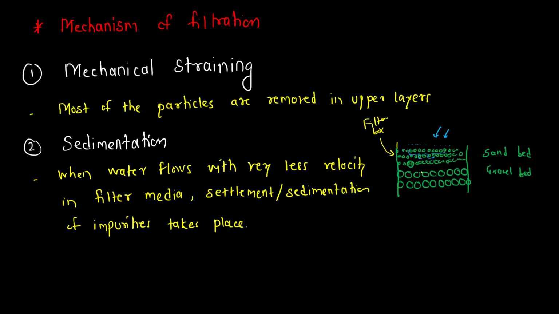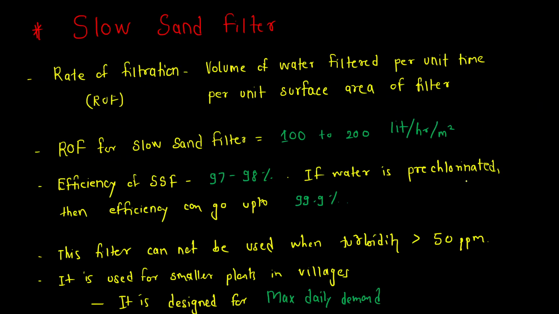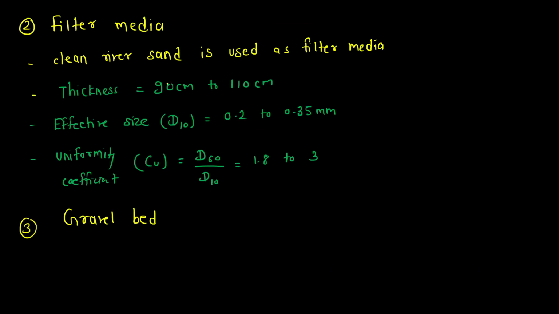So this total is called the filter medium. The medium which is used for filtering of water, that is filter media. Now in this filter media there is a sand bed and gravel bed. So now we have discussed the filter box and filter media, that is the sand bed. Now we are going to discuss the gravel bed.